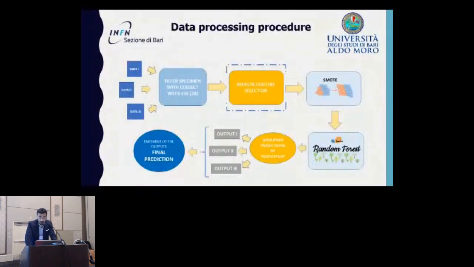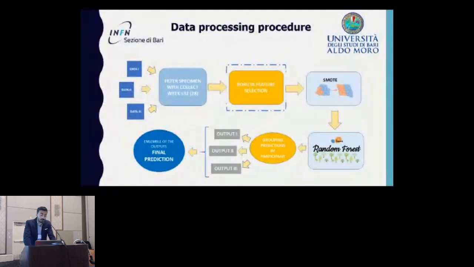This is the workflow of our model. We built 3 independent models, one for each of data 1, 2, and 3, so one for each phylotype matrix. After the filtering module, we did the feature selection with Boruta. Then there is the SMOTE module, which performed data augmentation. Then there is the random forest classifier.